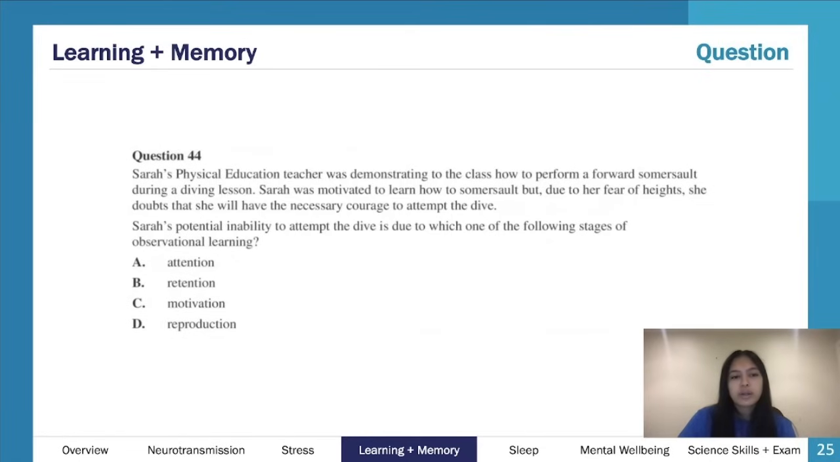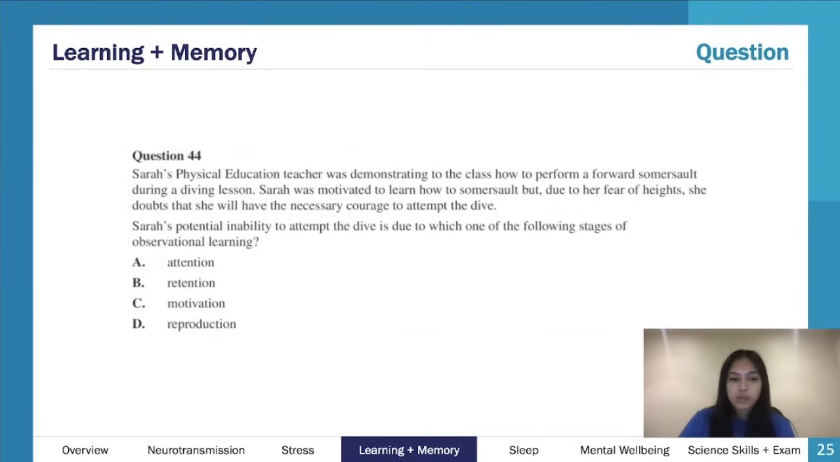Okay, so quick question. Sarah's physical education teacher was demonstrating to the class how to perform a forward somersault. Sarah was motivated to learn how to somersault, but due to her fear of heights, she doubts that she will have the necessary courage to attempt the dive. Sarah's potential inability to attempt the dive is due to which one of the following stages of observational learning?